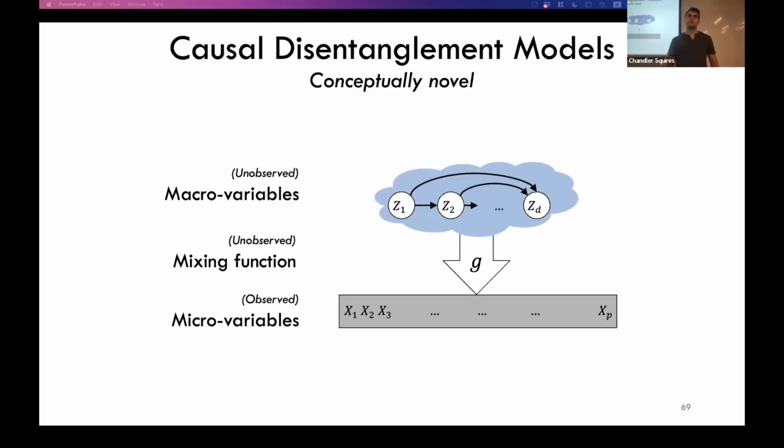So this is back at the base level of the pyramid that I showed earlier, where we're considering conceptually novel systems. When I'm talking about a causal disentanglement model, I'm saying that there are some latent variables that are connected by a known causal graph. You don't get to observe those. I'll call those macro variables. We can think of these as abstract high-level concepts. What we observe instead is simply a change of variables through a mixing function. It's also unknown. And instead we see some more high-dimensional micro variables, maybe something like an image.